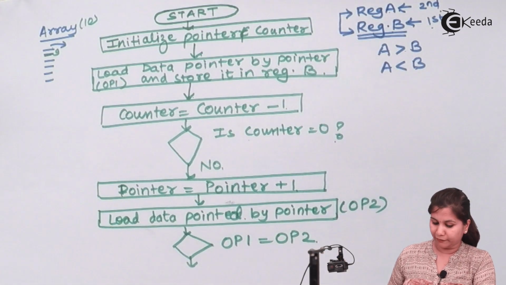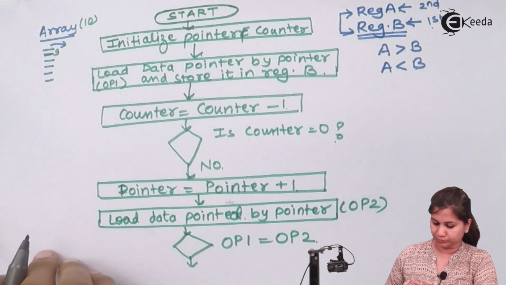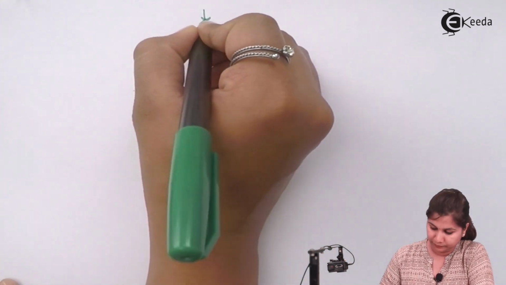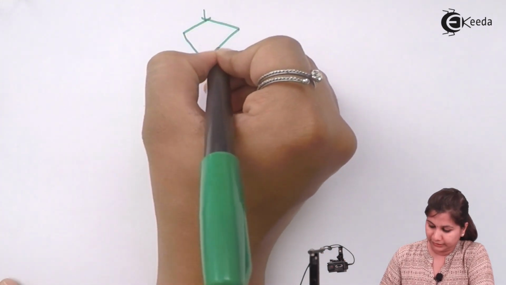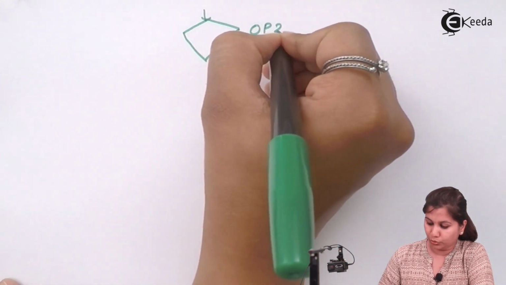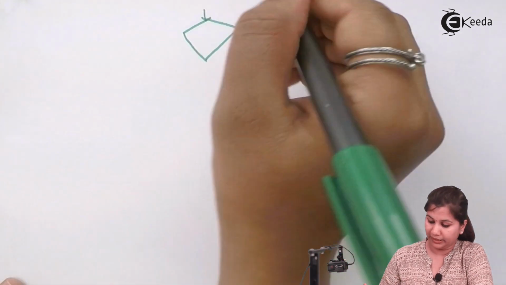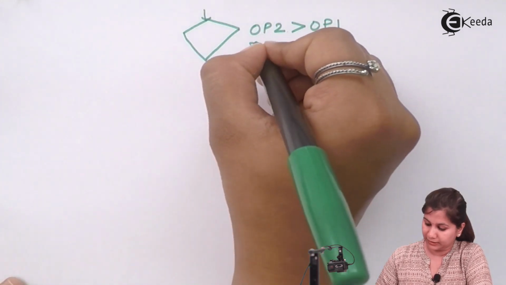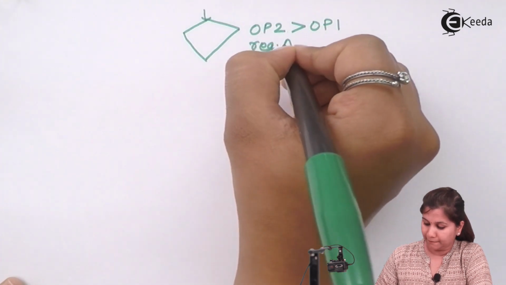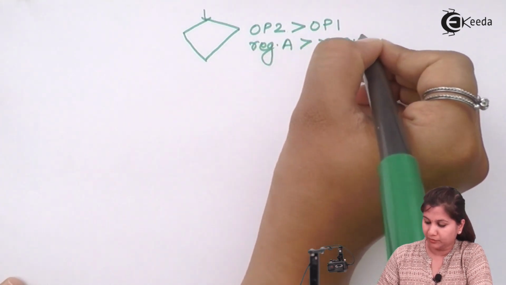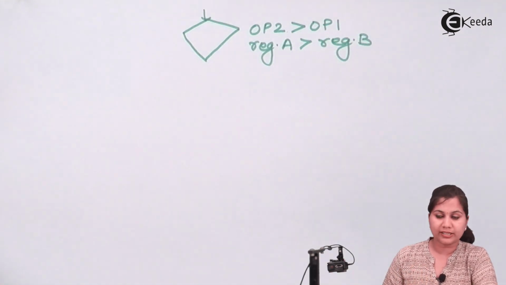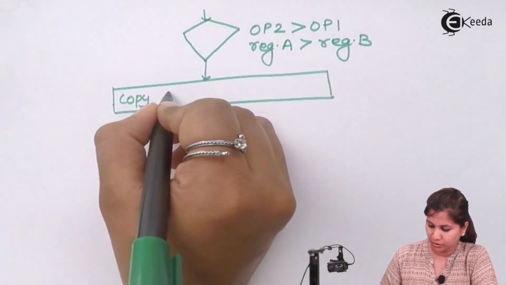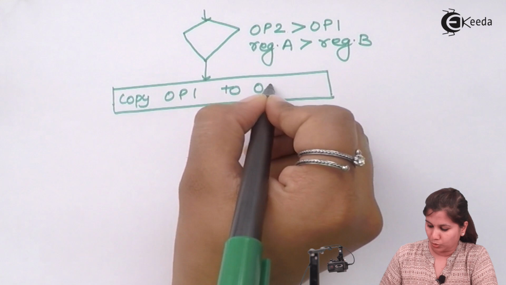But suppose they are not equal, and the condition is that the number in register A is greater than the number in register B, that is register A is greater than register B. So exchange of the contents is to be done. OP1 to OP2.